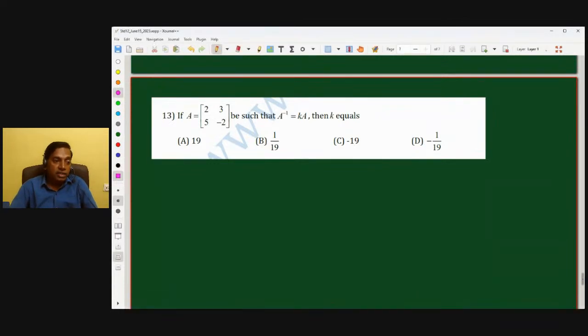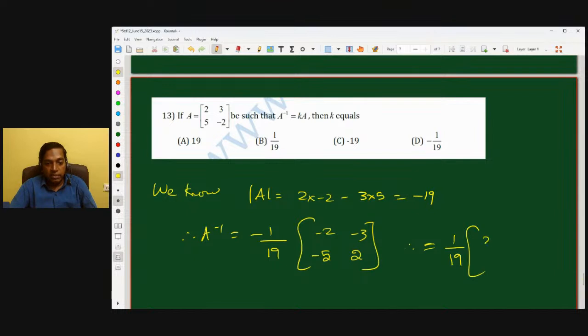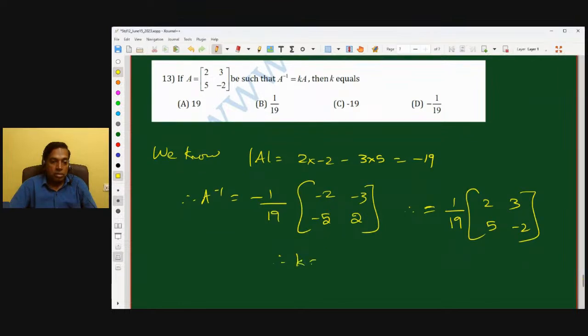You have A inverse. So we know determinant A is 2 into minus 2 minus 3 into 5, which is minus 19. Therefore, A inverse is 1 by minus 19 times the matrix minus 2, 2, minus 3, minus 5. So this is equal to 1 by 19 times 2, 3, 5, minus 2. Therefore, K is 1 by 19. Answer is option B, fairly straightforward.